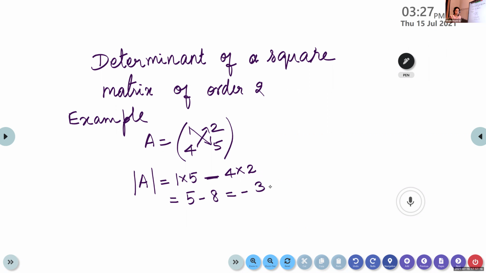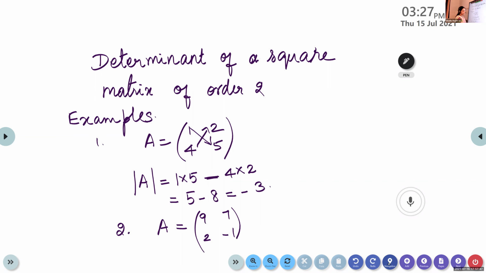Determinant value may be positive, negative, or 0. So determinant A is 5 minus 8, which is equivalent to negative 3. Now look at the next example. Suppose A is equal to 9, 7, 2, minus 1. What is determinant A here?